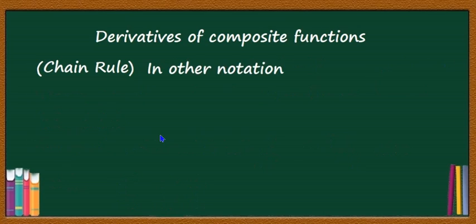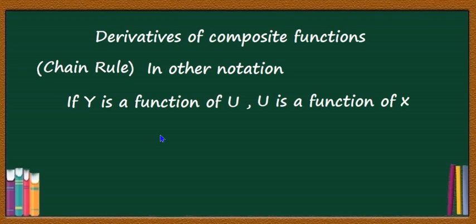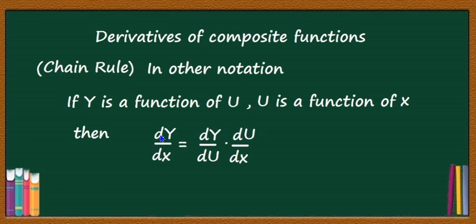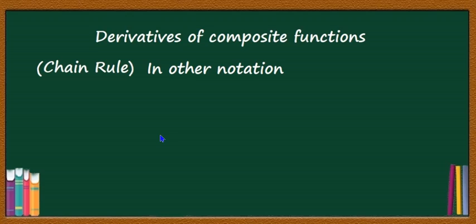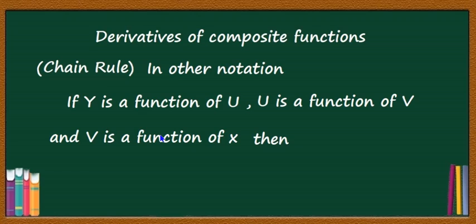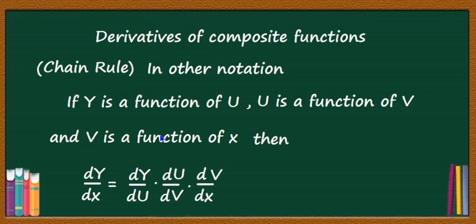Now I will use the other notation and you will understand better, and you can memorize the formula easily. Suppose y is a function of u and u is a function of x, then dy by dx is equal to dy by du into du by dx. And this is the formula to find the derivative of a composite function. Now if it is a composite of three functions, that is if y is a function of u, u is a function of v, and v is a function of x, then dy by dx is equal to dy by du into du by dv into dv by dx.